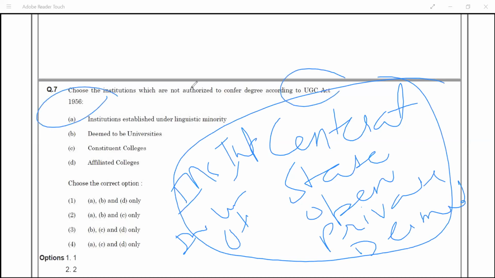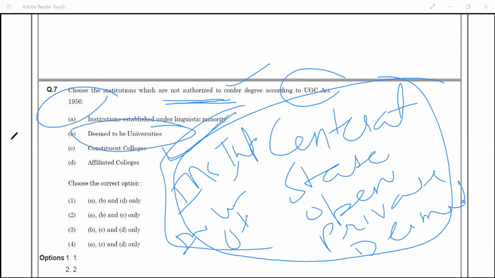So according to this question, they are asking which is not authorized to confer degree according to UGC Act. So only the deemed university comes in this category. All other three are not under the UGC Act. So our answer would be A, C, and D. So option 4 would be the answer, A, C, and D.